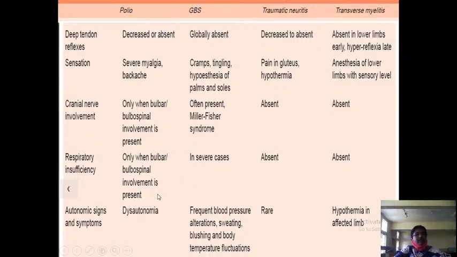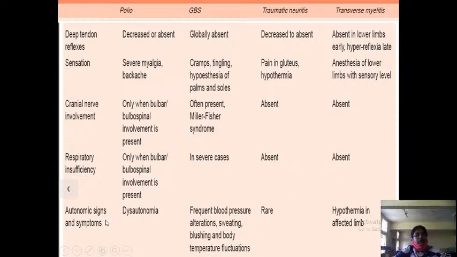Respiratory insufficiency. In polio, only when there is bulbar or bulbospinal involvement will there be respiratory insufficiency. But in GBS, where there is a slow progression from the lower limbs, then the respiratory muscles, upper limbs, it will be quite severe in 35% of the cases. Then in traumatic neuritis, usually respiratory insufficiency is not present. Transverse myelitis also the same thing.